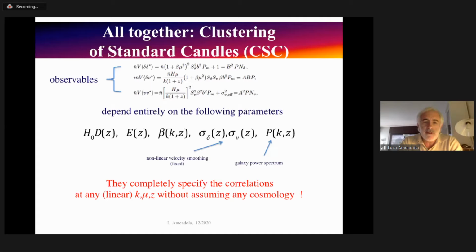You can measure them at every K and at every Z. So we're not assuming any parameterization, any model, neither for E, nor for beta, nor for P, nor for anything. So you can measure this observationally, in principle, at every K, at every mu, and every Z. There's a little complication that I discussed in the talk, but I don't have time to discuss here, which is how to obtain mu and K if you haven't already assumed the cosmology. There is an extra complication there, but this is taken into account.